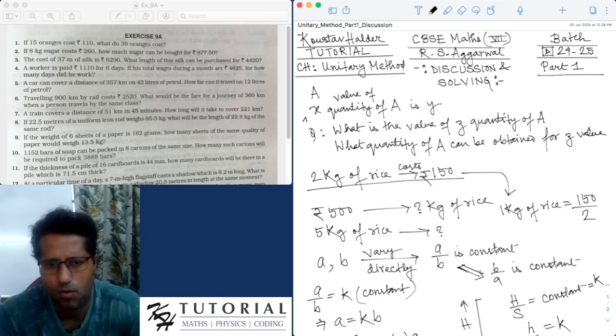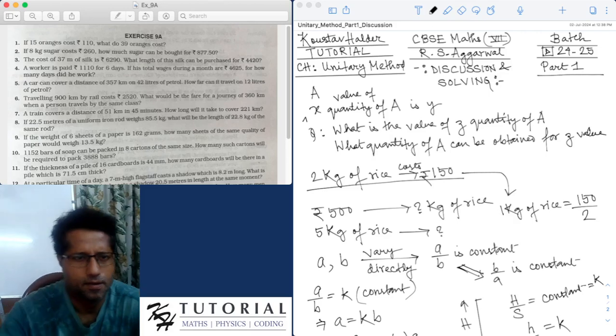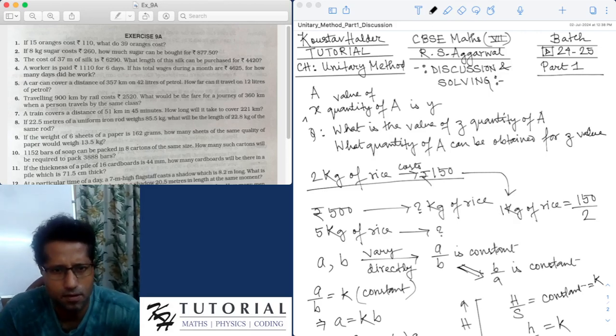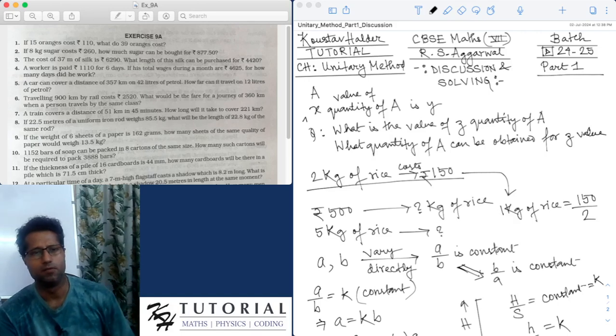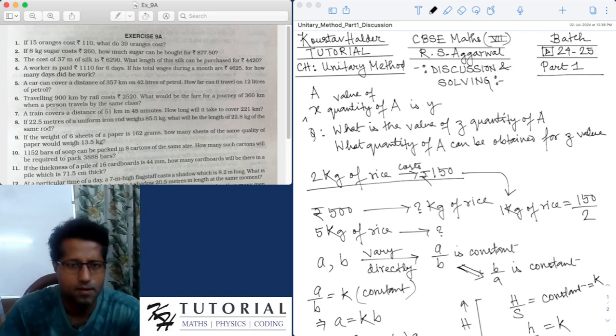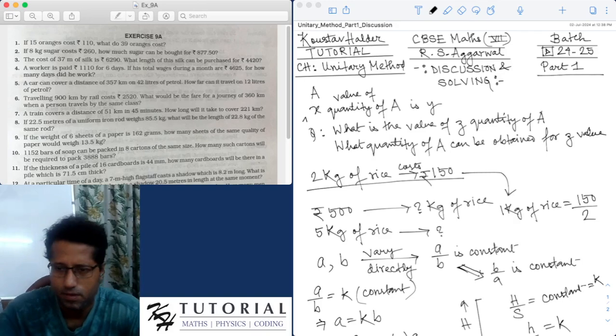Okay, now the problems. Let's see the problems of exercise 9A. I hope you can read the problems. The fonts are very small, and you might not be able to see them properly. I'm sorry for that, but I will read the problem anyway.